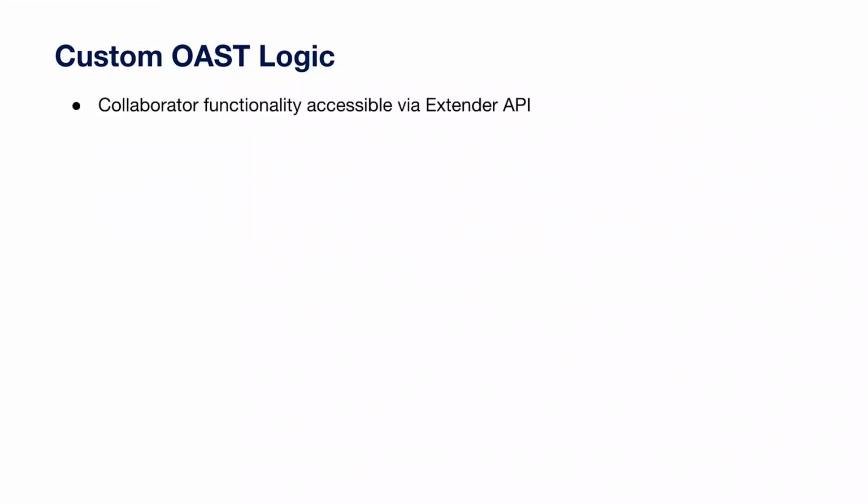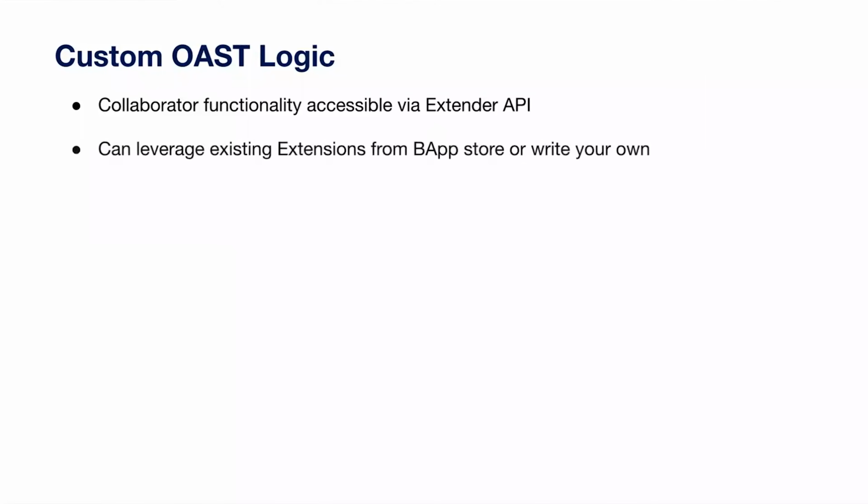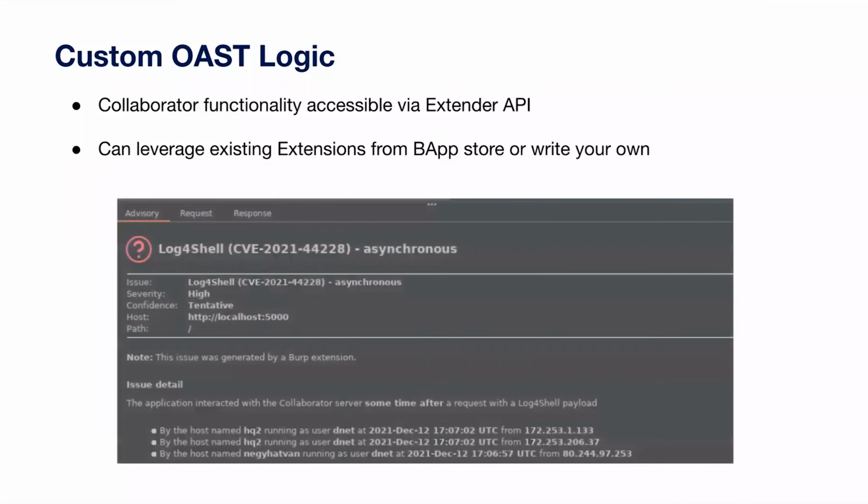In addition to the many scan checks which leverage the Collaborator functionality, you can also access its capability via the Extender or extension API. This is both the older IBurpExtender callbacks API and the newer Montoya API. The latter actually has slightly more functionality now, which is nice to see. Many of the BApps in our BApp Store leverage this capability. You can generate your own payloads and then poll for interactions, and this is used in a variety of ways within these BApps. Obviously you can use these as well, and you can write your own if you have some niche requirement.